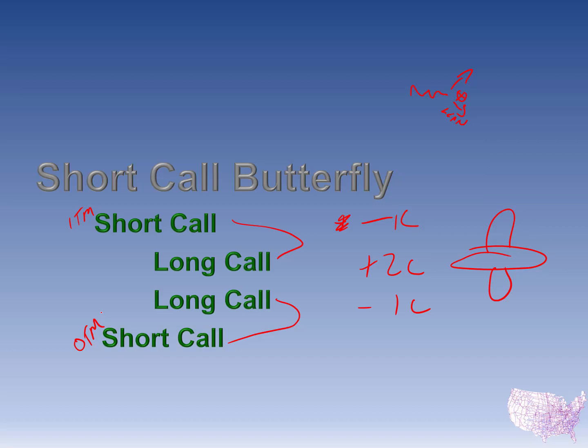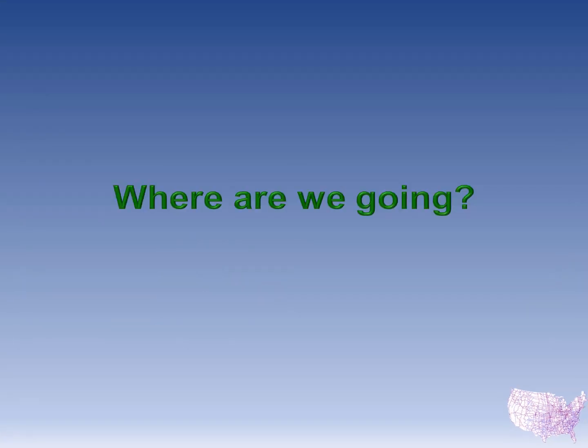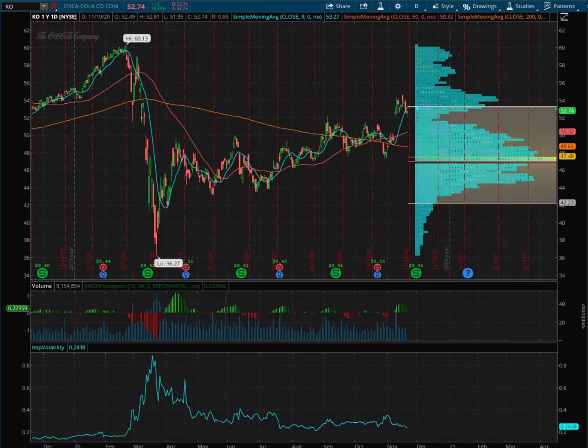But in this case, we've come up with an assumption. We don't think the underlying is going to stay right here, but we do believe it's going to break out, and we kind of believe it's going to break out to the downside. All right, so where are we going? What I mean by this is we need to come up with our directional assumptions.